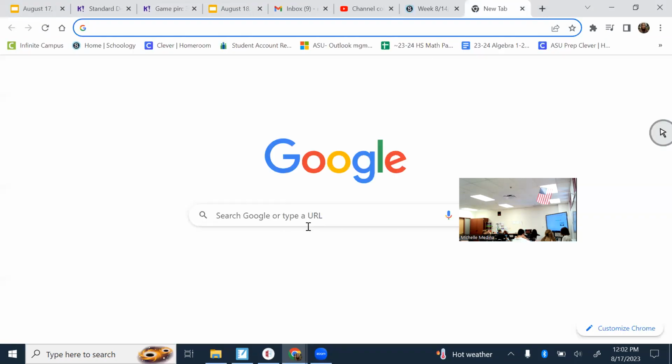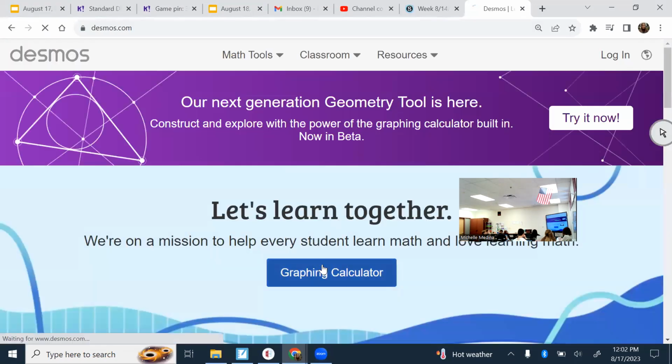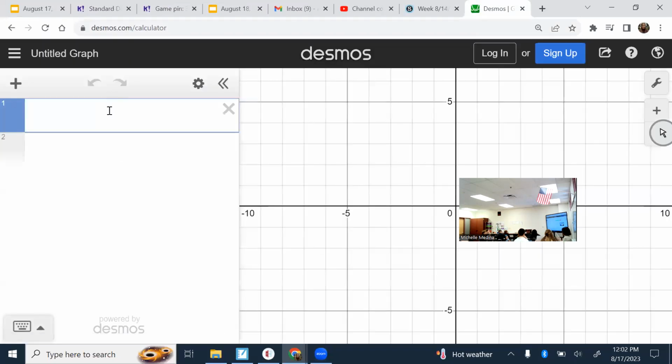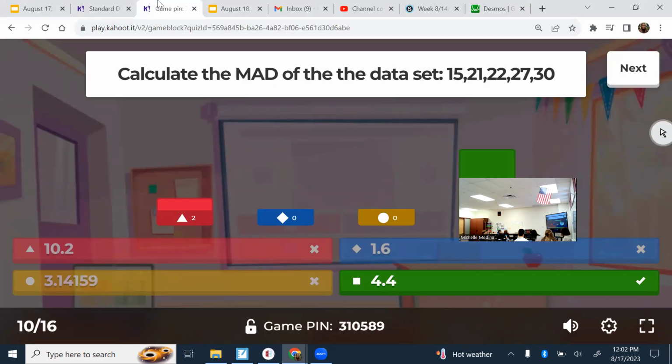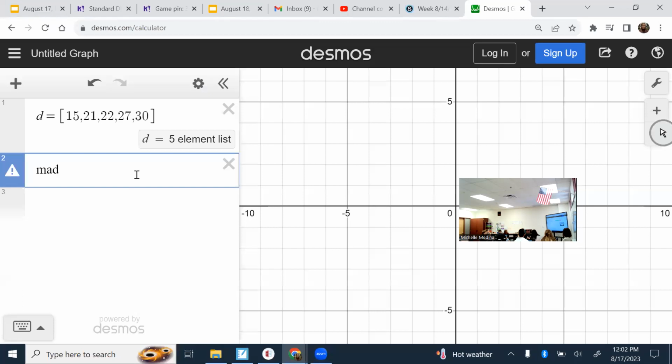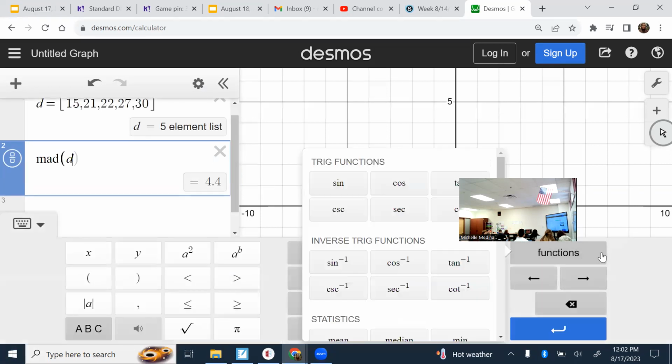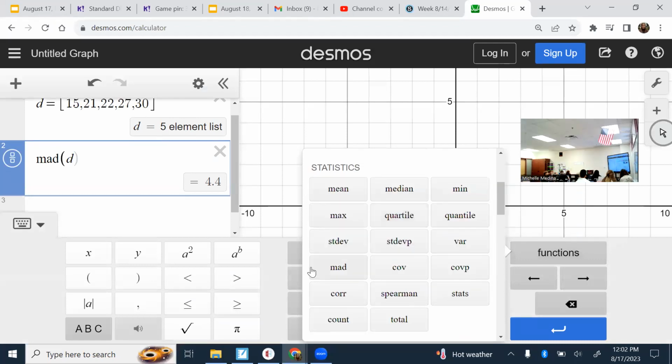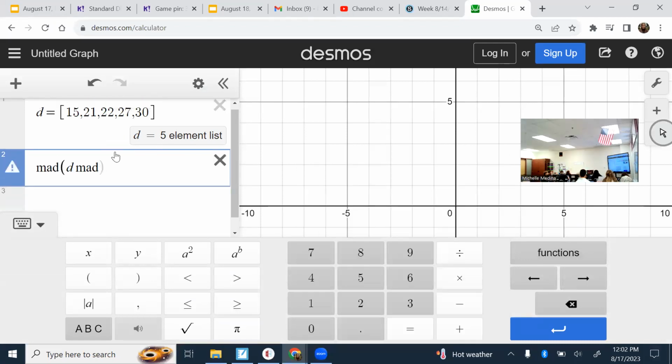You just type in your data. You just have to know to put the equals and the brackets and 15, 21, 22, 27, 30. All right, and then you can literally just type in MAD because it recognizes that as a function, put parentheses, whatever you called your data set, and it is 4.4. You could also find it in this functions menu under statistics right there. Well, probably not in the same cell, but you get the point, I think.